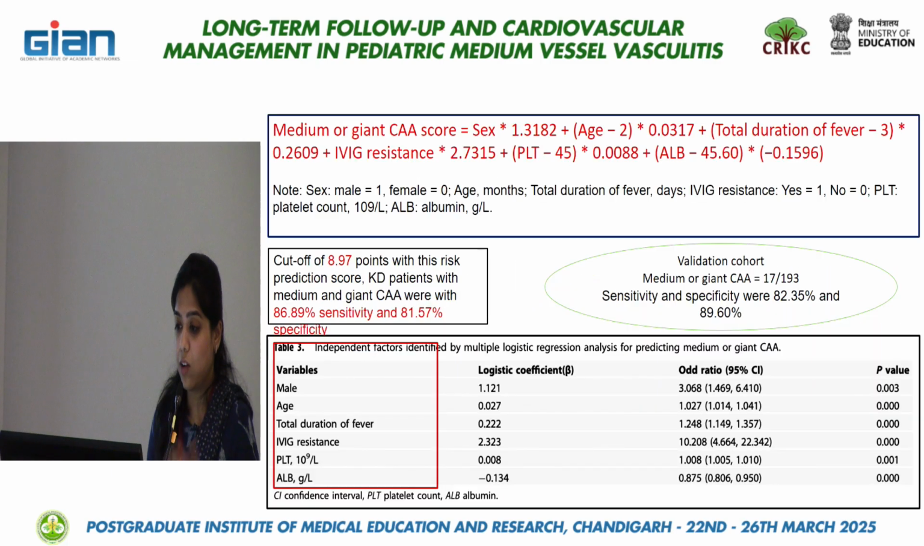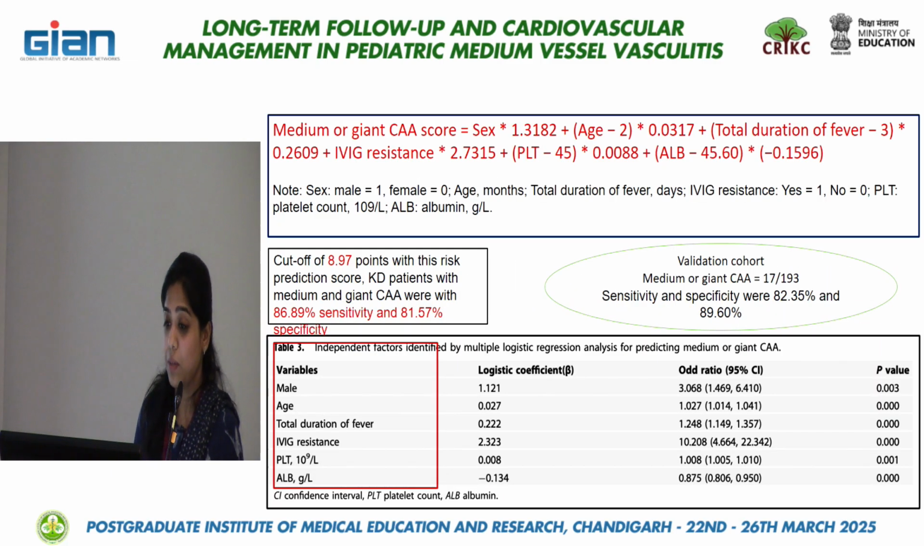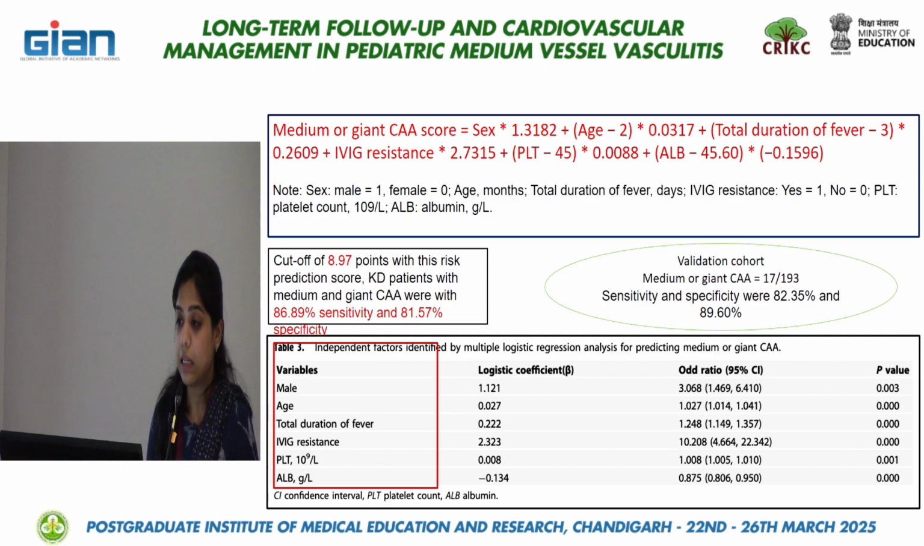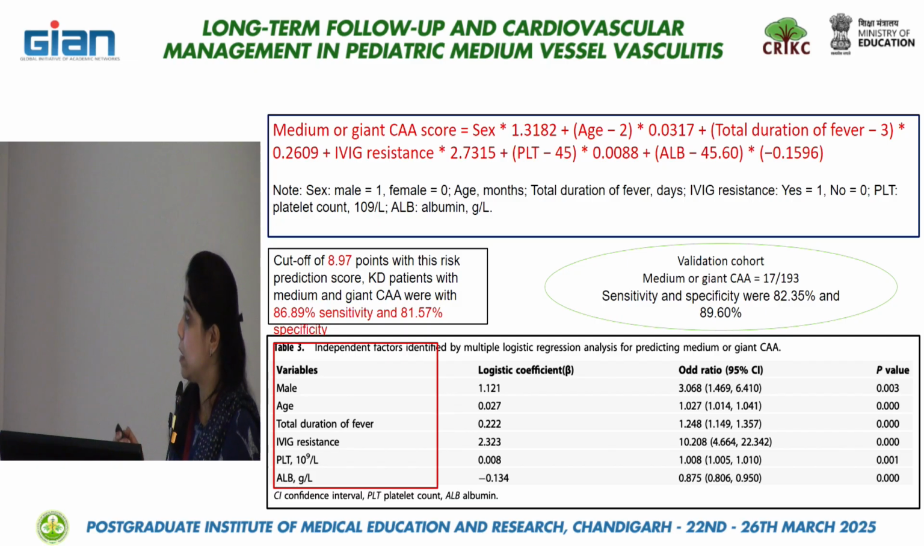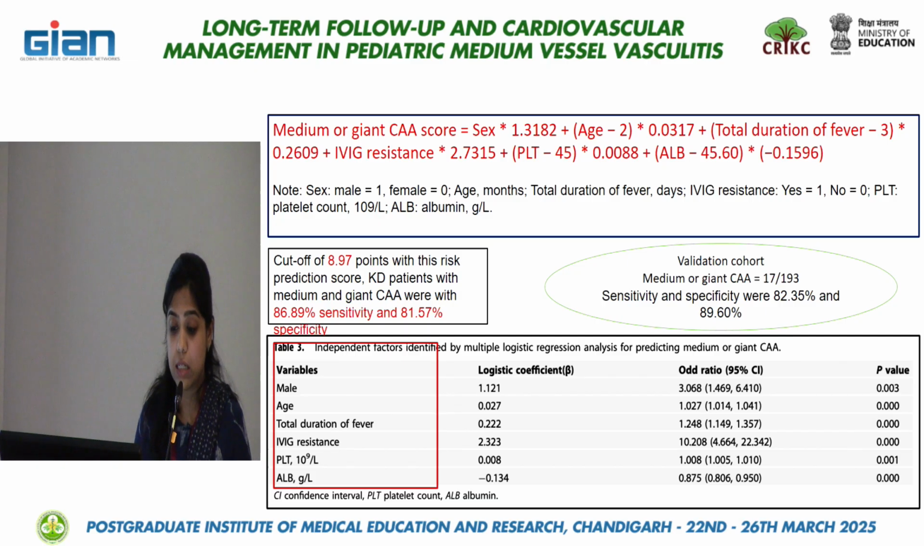And this is a very complicated study, and they have derived such a complicated scoring system. So they have developed the scoring system for 2 groups. One is the medium or giant CAA group, and then the CAA group. But I just want to highlight the factors that they have talked about. One is male sex, age, total duration of fever, IVIG resistance, platelets, and hypoalbuminemia.